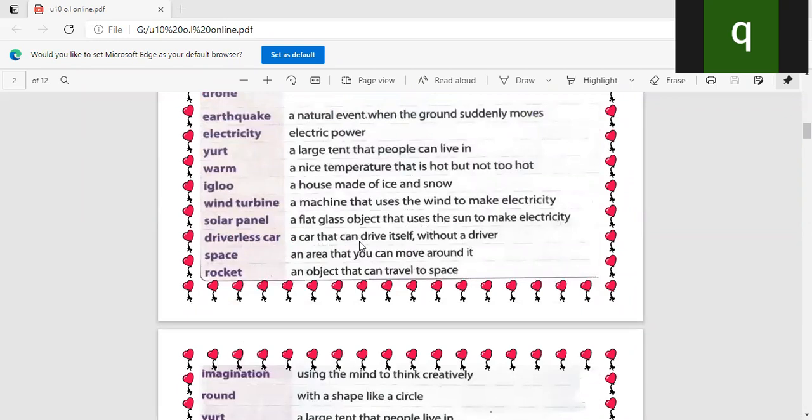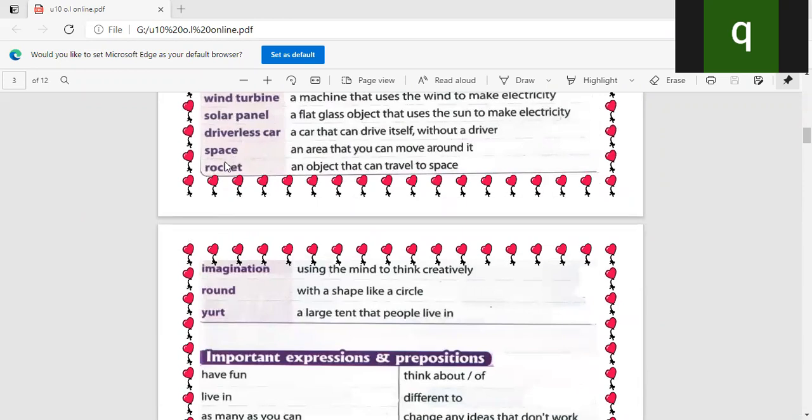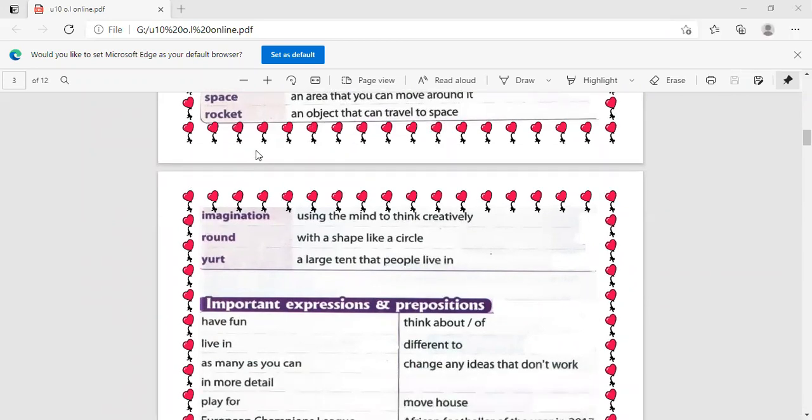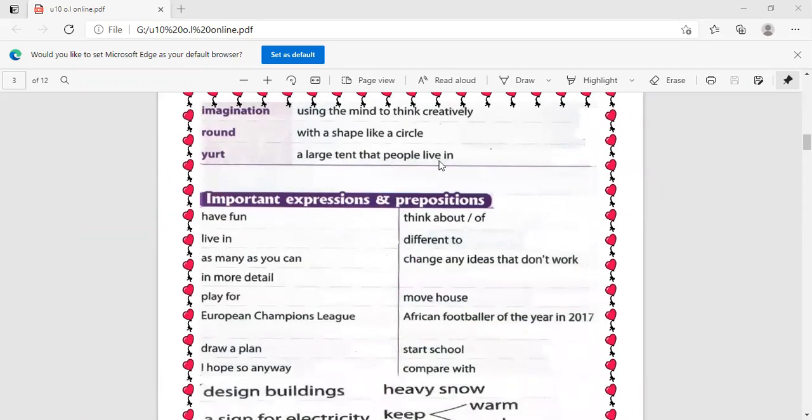Driverless car, a car that can drive itself without a driver. A car without a driver, goes without a driver. Space, an area that you can move around in. Rocket is an object that can travel to space. The rocket, we can go to space. Imagination, using the mind to think creatively. Round, with a shape like a circle. Yurt, we said it's a large tent that people can live in.